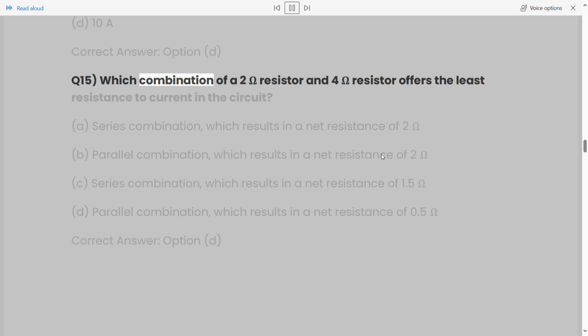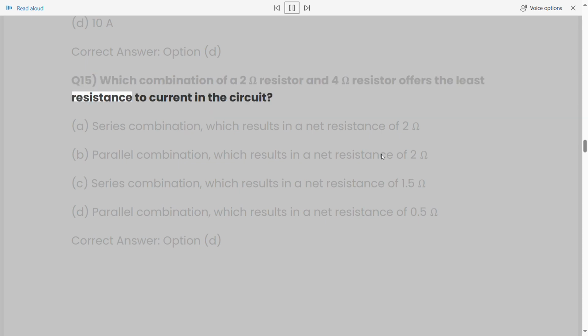Q15. Which combination of a 2 ohms resistor and 4 ohms resistor offers the least resistance to current in the circuit? A. Series combination, which results in a net resistance of 2 ohms. B. Parallel combination, which results in a net resistance of 2 ohms. C. Series combination, which results in a net resistance of 1.5 ohms. D. Parallel combination, which results in a net resistance of 0.5 ohms. Correct answer option D.